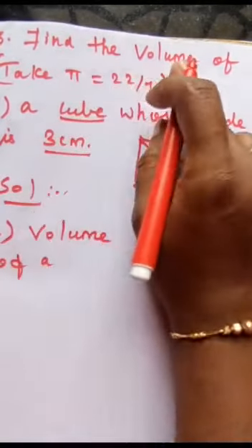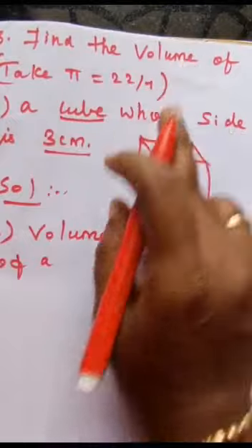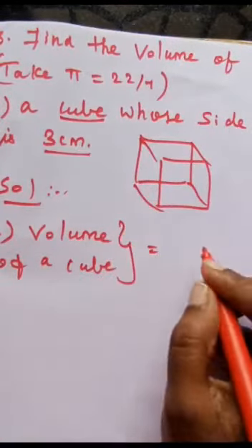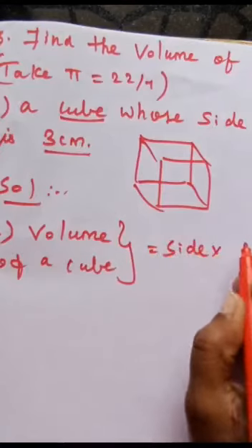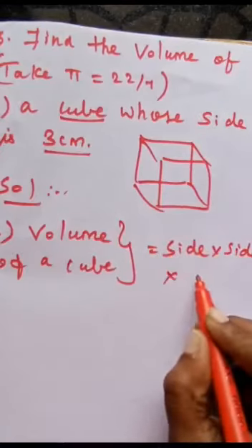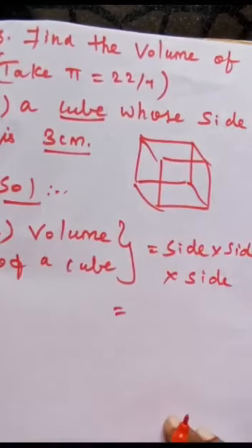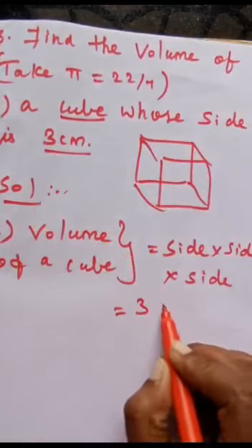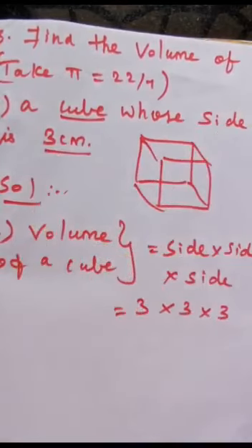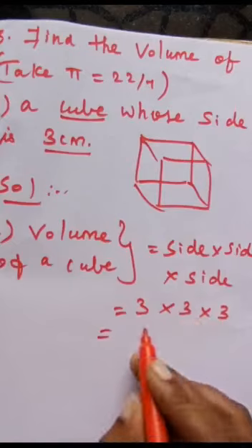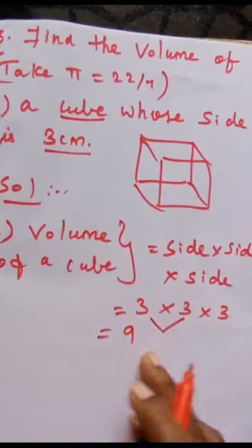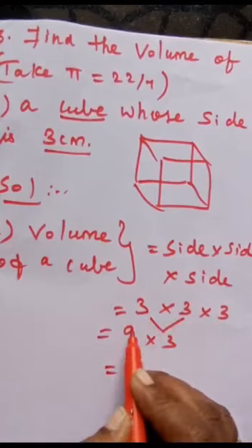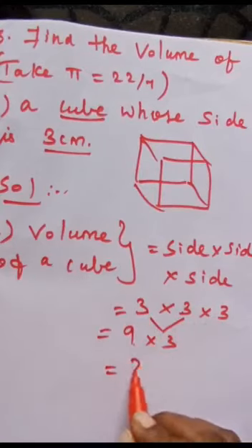Volume of, here, which shape are we going to find? Volume, isn't it? Now volume of a cube is equal to, what is the formula? Side into side into side, isn't it? Actually, what is the value of side given? 3 centimeter. Now 3 into 3 into 3, substitute. 3 threes are 9, 3 threes are 9, and 9 into 3. See, 3 threes are 9 actually, and 9 threes are how much?